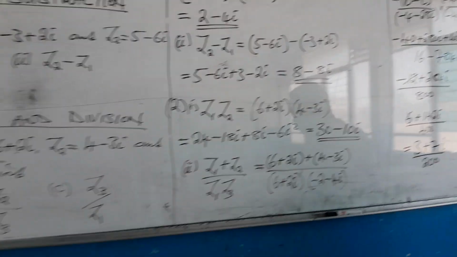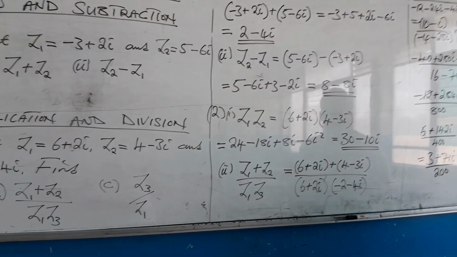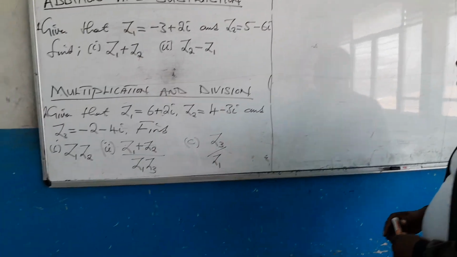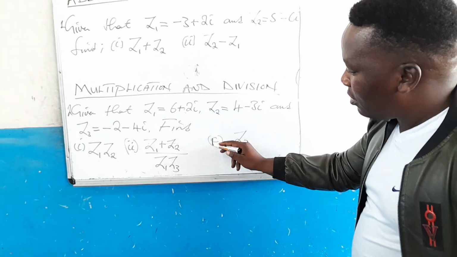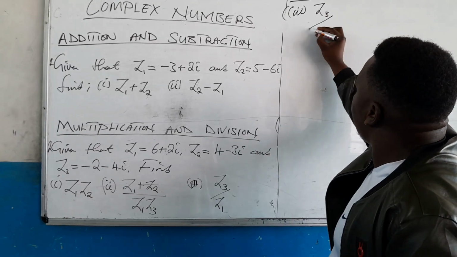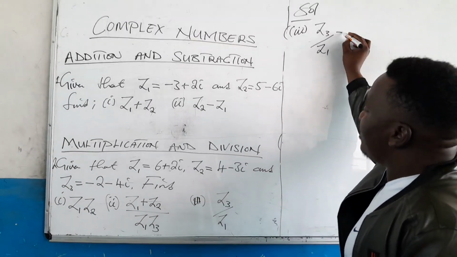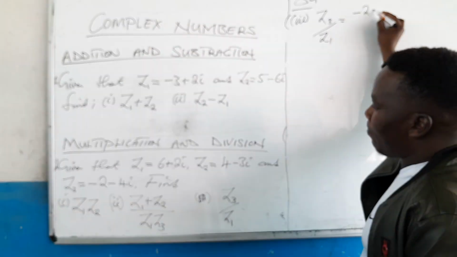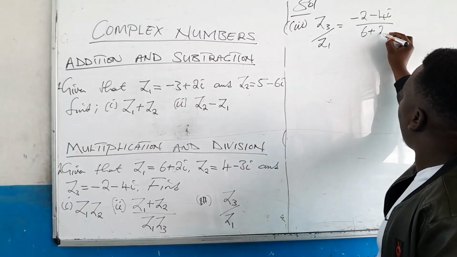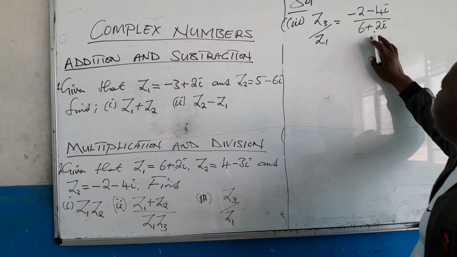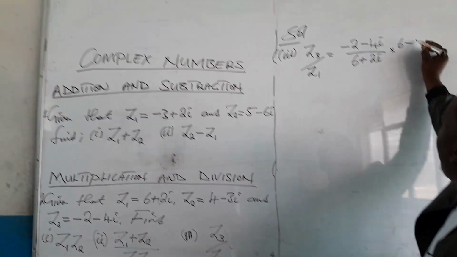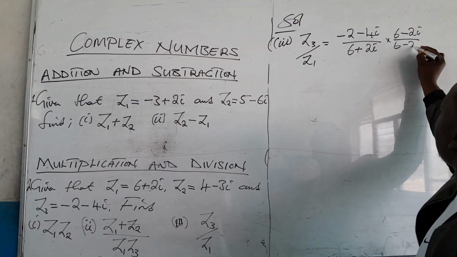Okay, so that was number 2. So we can proceed and look at the third one. So now question C or 3 is z3 divided by z1, where z3 is negative 2 minus 4i over z1, which is 6 plus 2i. So this is a division of complex numbers. So I'm going to multiply by changing the denominator sign, minus 2i over 6 minus 2i.